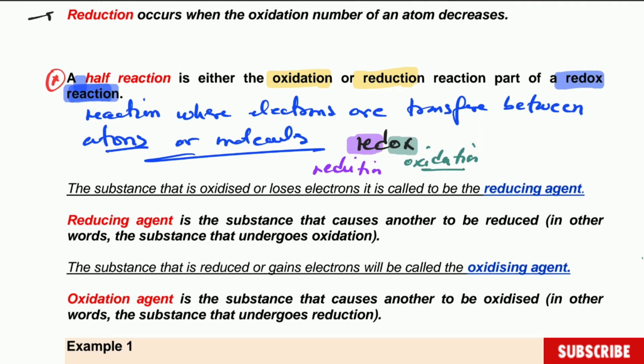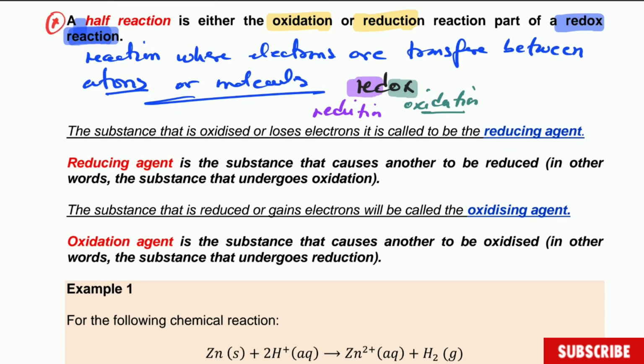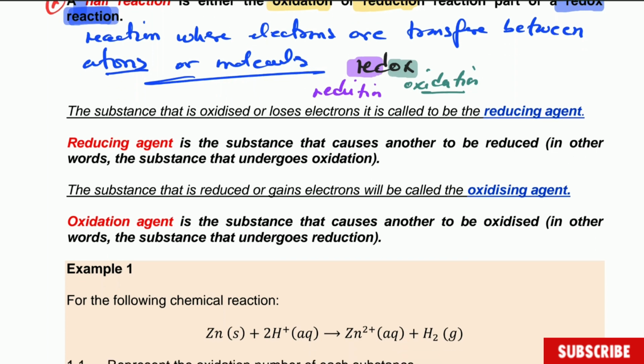I hope you write this in your notes. The substance that is being oxidized is going to be the reducing agent, because the agent is the substance that causes the other one to be reduced. And the substance that is being reduced is going to be the oxidizing agent, because it's causing the other substance to be oxidized. Okay, that's quite simple, and let's look at one example.